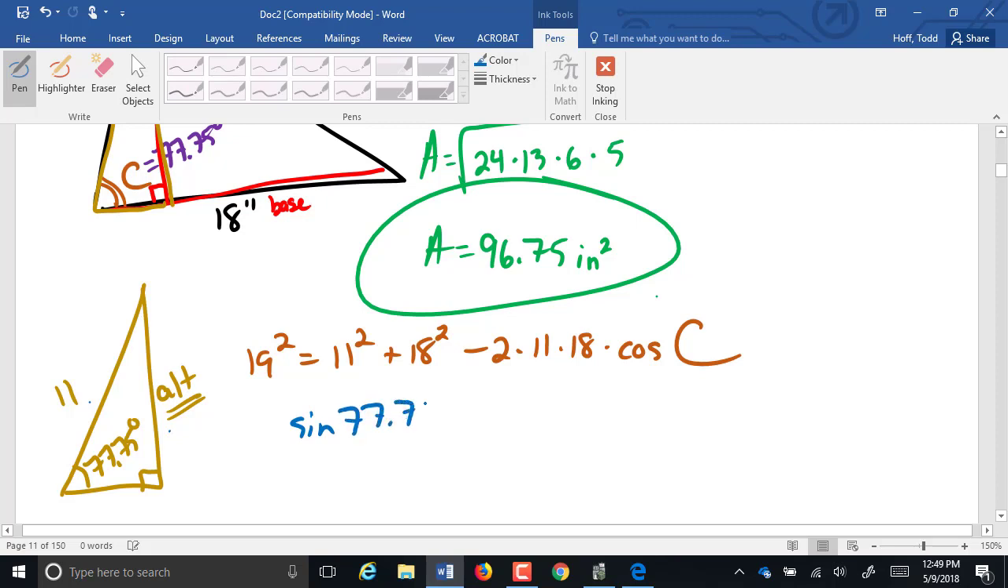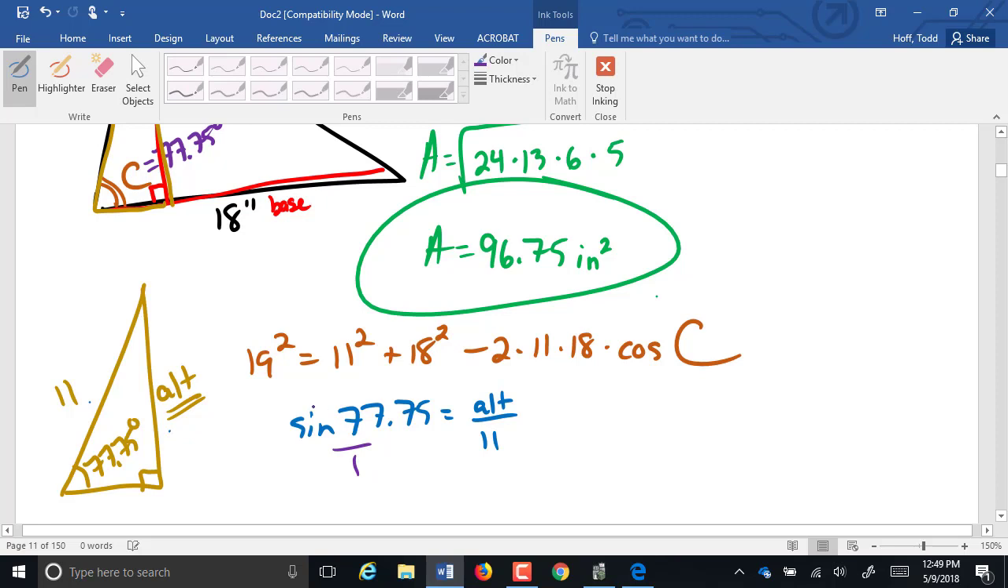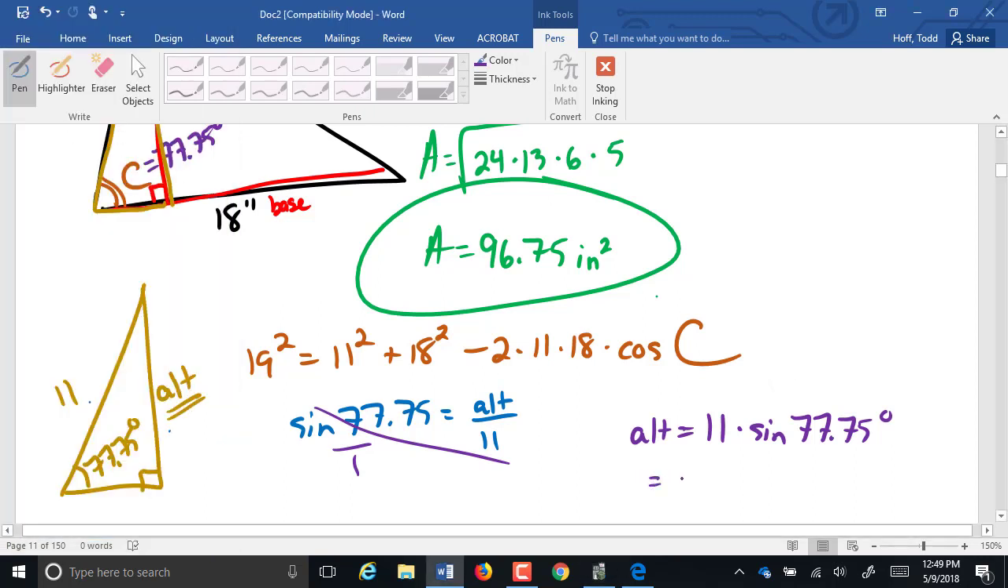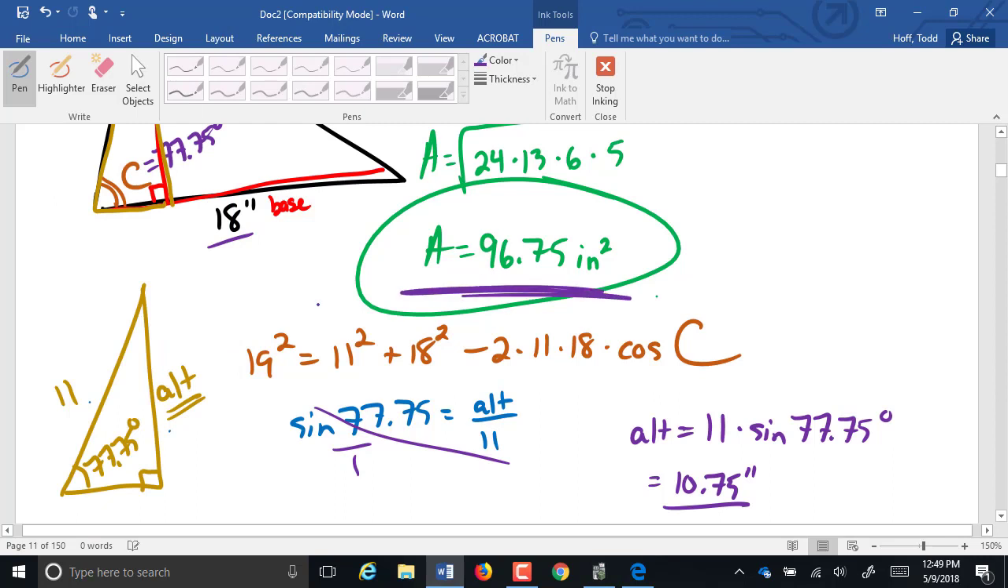Sine of 77.75 equals that altitude over the hypotenuse of 11. Well, if I'm going to solve that, what am I going to end up multiplying? Those two, right? So the altitude ends up being just 11 times the sine of 77.75 degrees, which is 10.75 units, inches. So the area would be that altitude times the base of 18 divided by 2, which is 96.75, which is what we had. We get the same result.